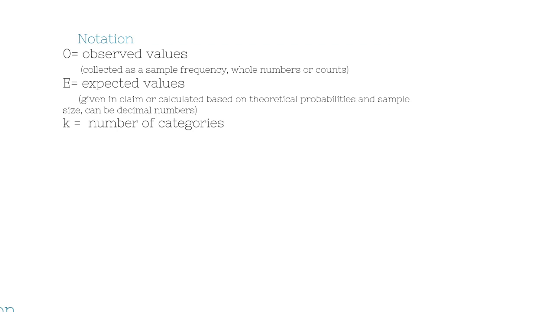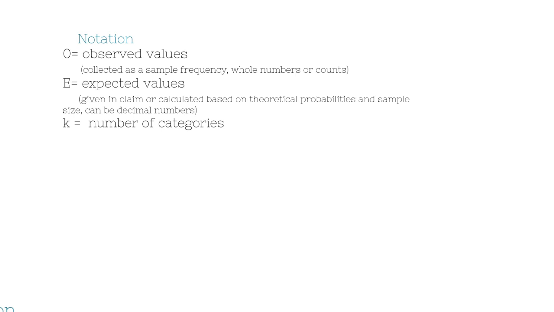Let's go through the components and notation necessary in order to perform a goodness of fit test. So first of all, we mentioned we need to have observed values and expected values. O, or capital O, stands for the observed values. These are what we collect. This is our sample of M&Ms. These are going to be counts, so they will be whole numbers. For example, say that our observed sample of M&Ms has 15 red M&Ms and 7 yellow M&Ms. Those would be observed values.